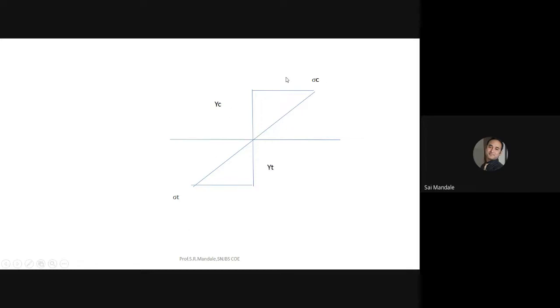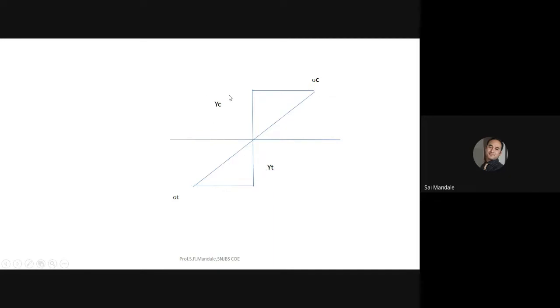This is sigma c and sigma t. What is sigma c and what is sigma t? Sir, sigma b is equal to the average bending stress. Where is sigma b here? This is sigma c and this is sigma t. Sigma c stands for what? Compressive stress, perfectly correct. This is the compressive stress and sigma t is the tensile stress. If this is compressive stress and this is tensile stress, what do Yc and Yt stand for?